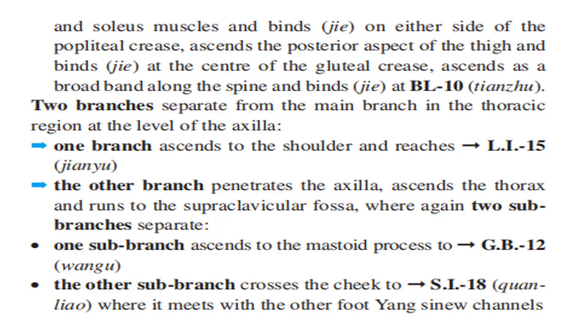2 branches separate from the main branch in the thoracic region at the level of the axilla. 1 branch ascends to the shoulder and reaches LI 15. The other branch penetrates the axilla, ascends the thorax, and runs to the supraclavicular fossa, where again 2 sub-branches separate. 1 sub-branch ascends to the mastoid process to GB 12. The other sub-branch crosses the cheek to SI 18, where it meets with the other foot-yang sinew channel.